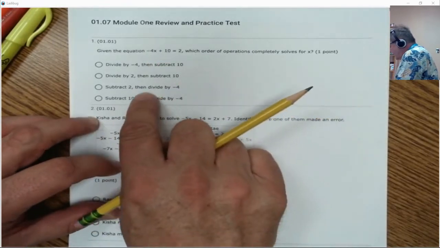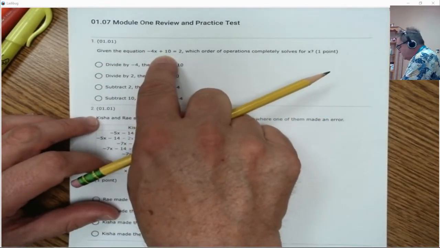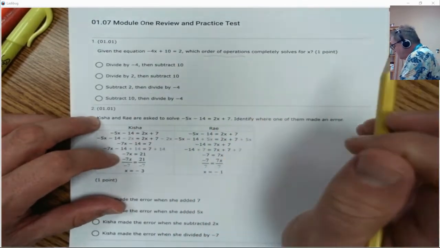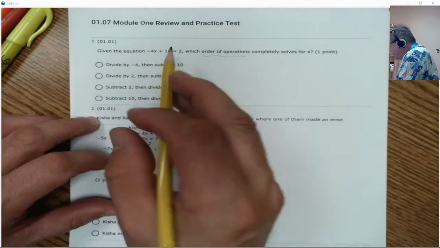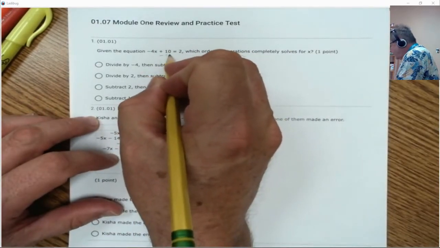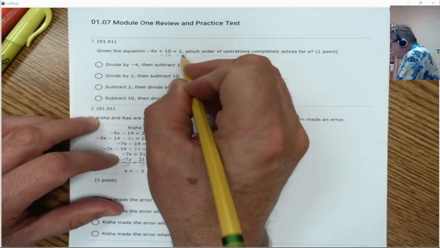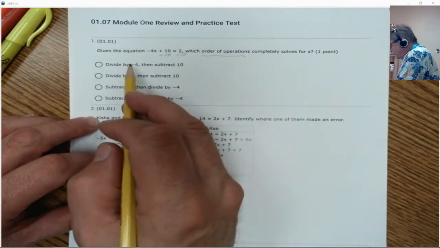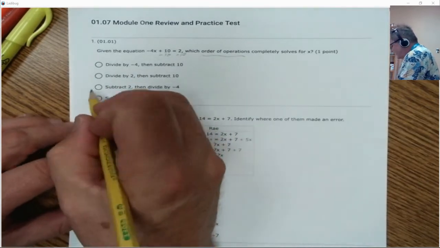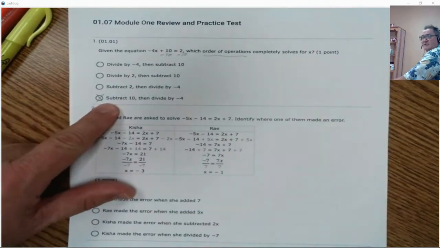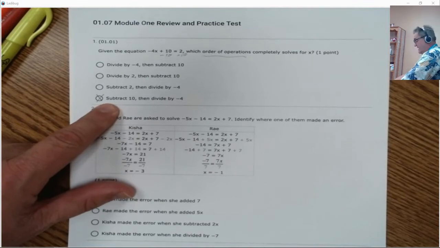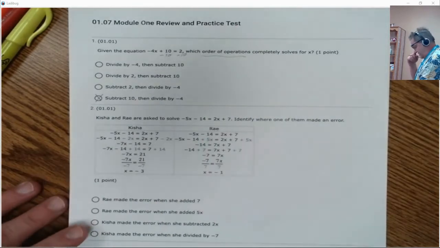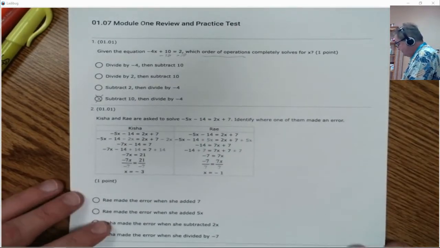Number 1 says, given the equation negative 4x plus 10 equals 2, which order of operations completely solves for x? Well, what do you do first when you have that? First thing you're going to do is move the 10, right? After you move the 10 to the other side, that would leave the negative 4x. We would divide by the negative 4. So it says do that first. Right here, this is the one. First thing it does is subtract 10. That's the correct order of operations, and then divide by the negative 4. Don't let those trip you up. You've known that for years and years.